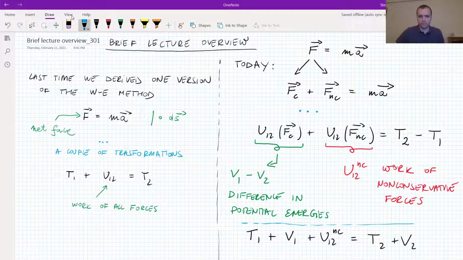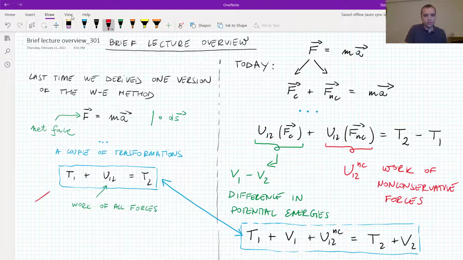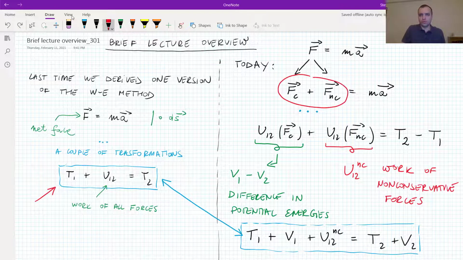This expression and the expression from last week are equivalent. Just in here, we look at the work of all the forces, and in here we divide forces into conservative and non-conservative.